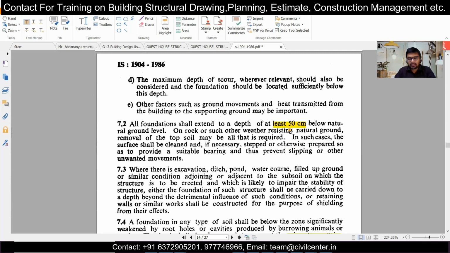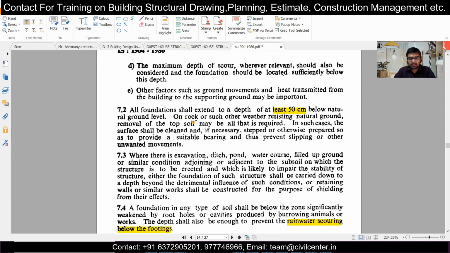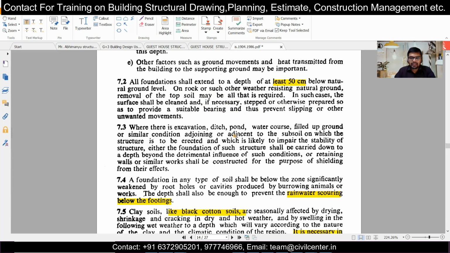The minimum depth of the footing is 500 mm, or 0.5 meters, below the natural ground level. It goes on to say that on rock or such a weather-resisting natural ground, removal of the topsoil may be required. In such cases, the surface may be cleaned if necessary, stepped, or otherwise prepared to provide a suitable bearing and thus prevent slipping and unwanted movements. So basically, first we clean the site and then start the excavation.